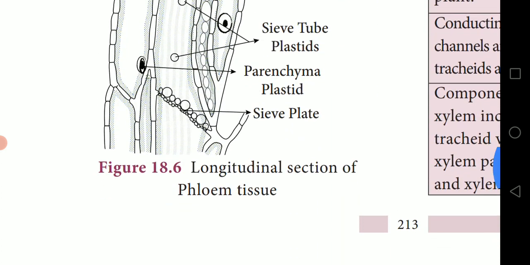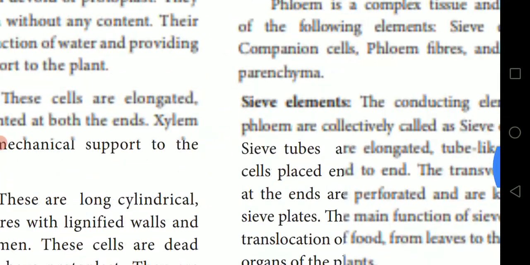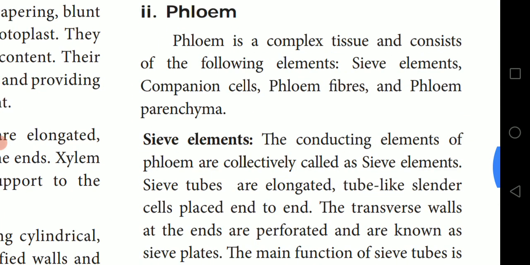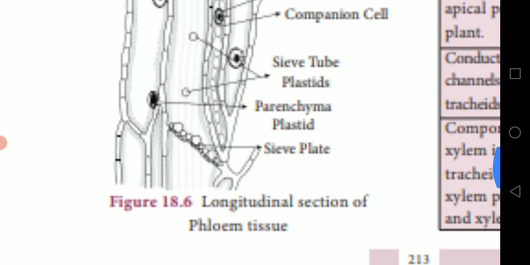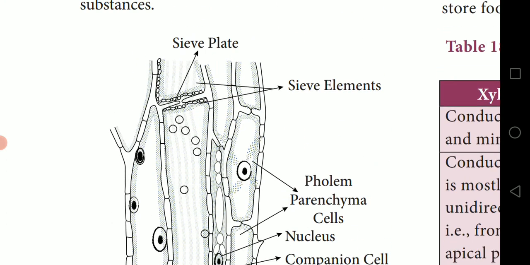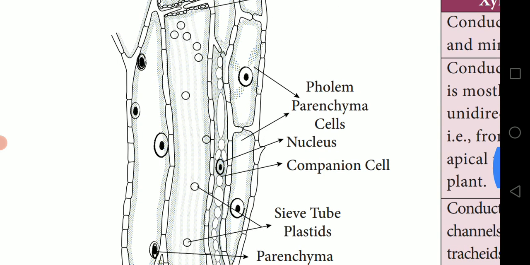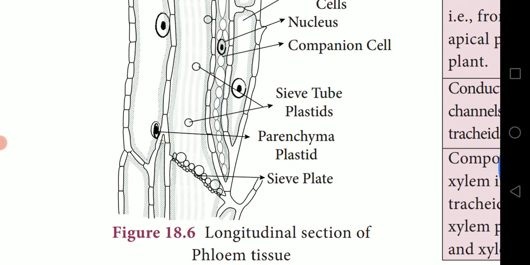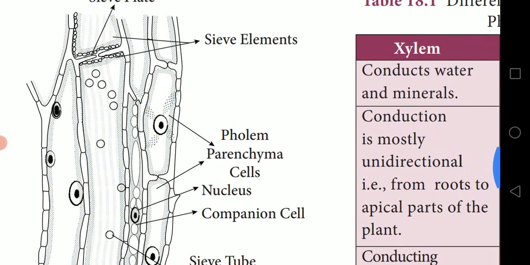This is the longitudinal section of phloem tissue. You can go through the picture. Next topic is phloem. This is the structure of phloem. What are the parts present here? Sieve plate, sieve elements, phloem parenchyma cells, nucleus, companion cells, sieve tube, plastids, parenchyma plastids, sieve plate. These are the parts present in the phloem.